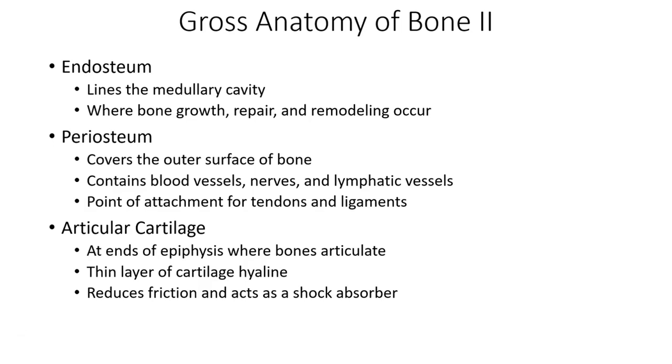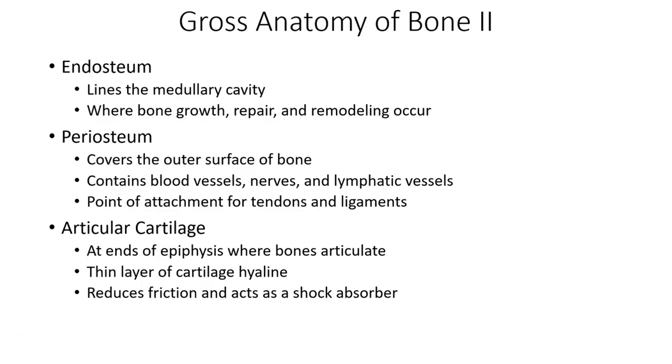It's going to have vessels and nerves, both blood and lymphatic vessels, and it is again that attachment point for tendons and ligaments. And then the articular cartilage at the end of bones is where we are going to have those joints. This helps reduce friction, which produces a lot of heat and can cause some pain, and it also helps act as a shock absorber.